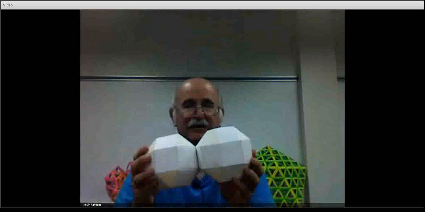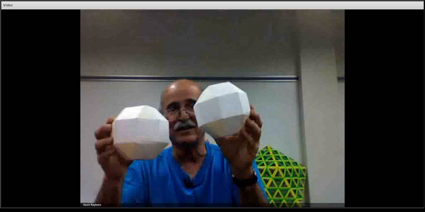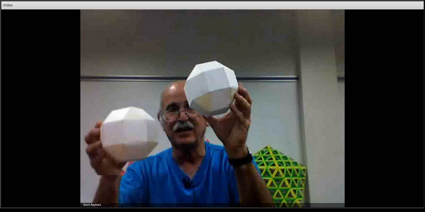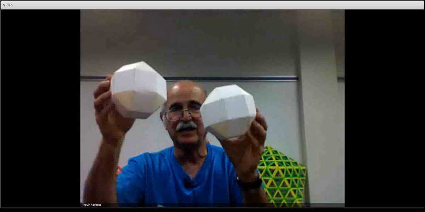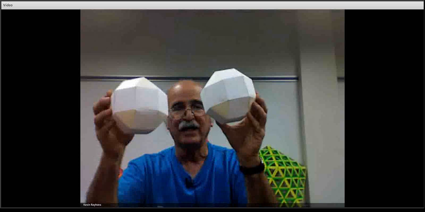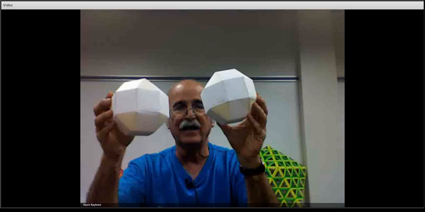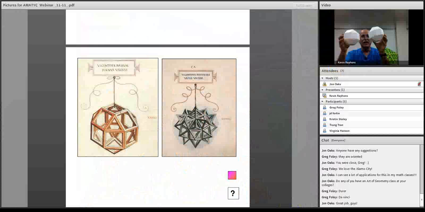But here is another one. Okay, I have to move back a little bit. Okay, why did I make 2 of these? Can anybody see any difference? Up is down, down is up. Can anybody give me any suggestions as to why I might have made 2 of these? They are different.